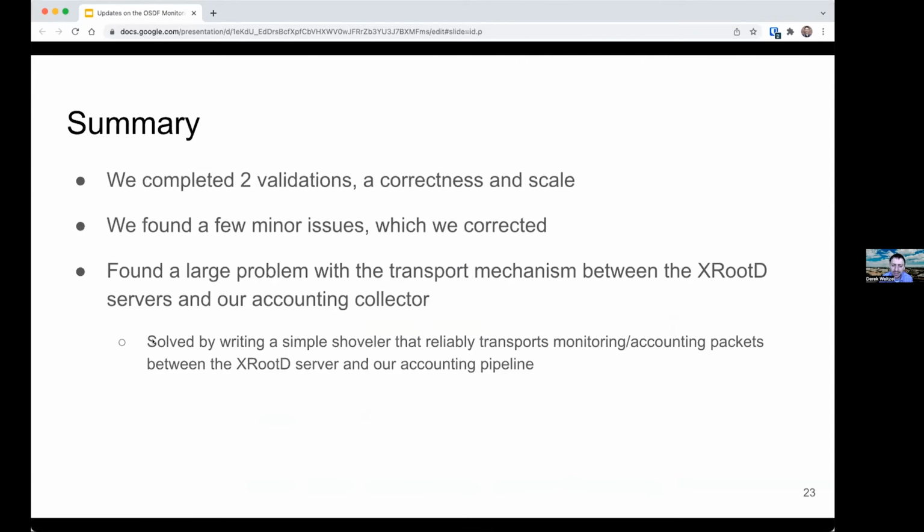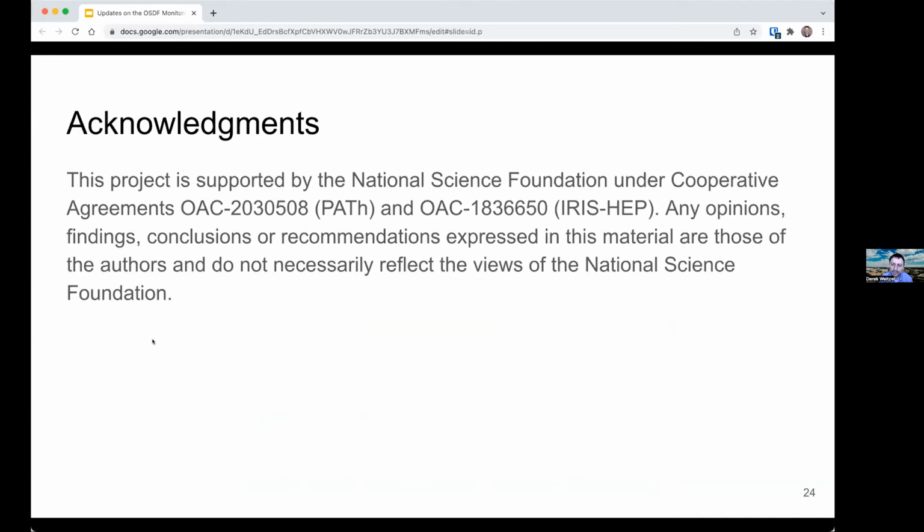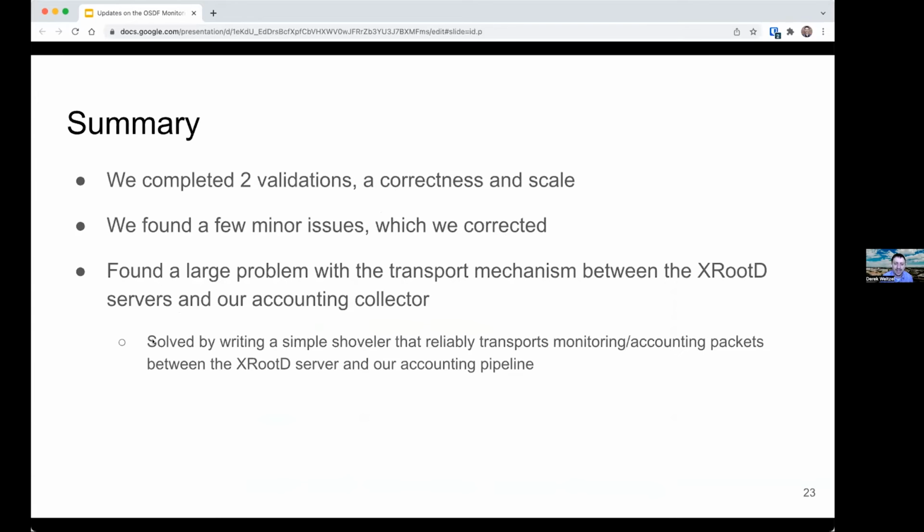So in summary, we completed two validations, correctness and scale. We found a few minor issues, but the largest problem we found was the transport mechanism between XRootD servers and our accounting collector. We solved this by writing a simple shoveler that reliably transports these packets between the XRootD server and our accounting pipeline. And that's my presentation, and a few acknowledgements for PATh and IRIS-HEP. And I'll take questions.